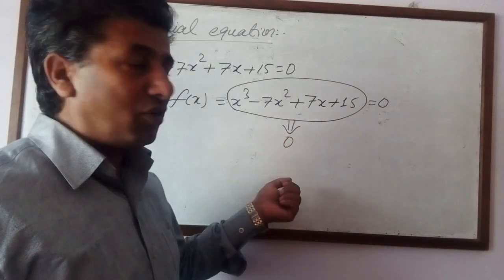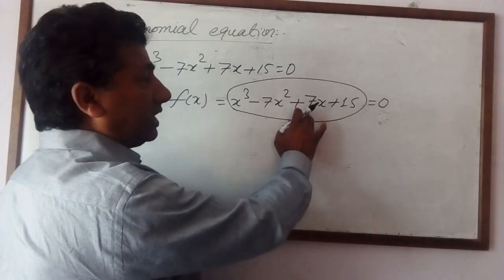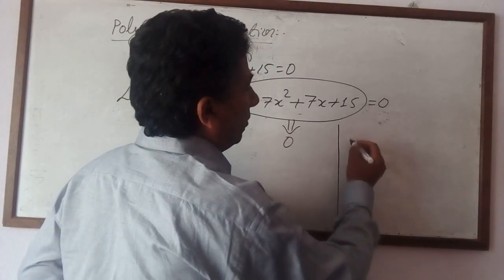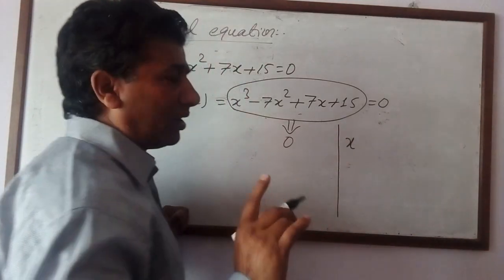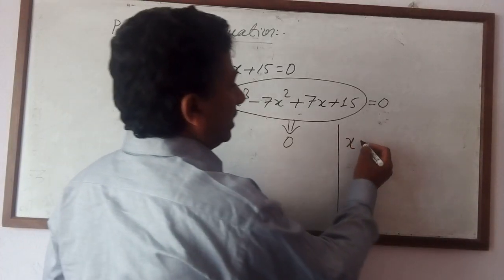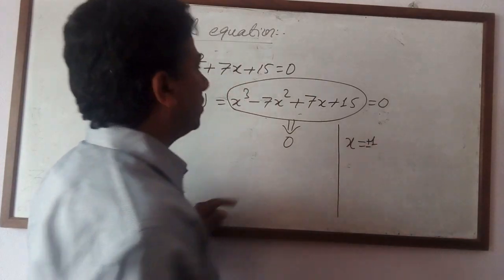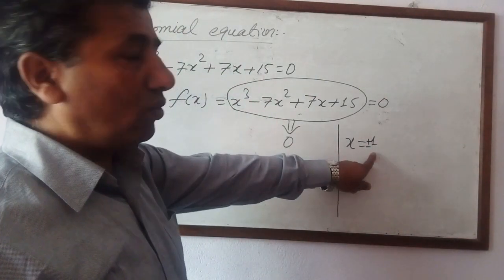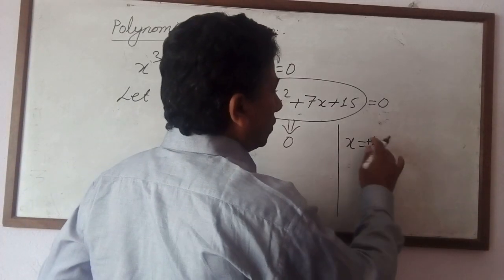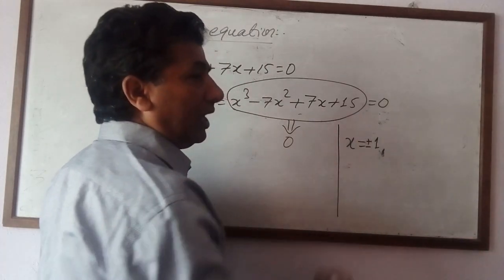And what is the meaning of zero polynomial? I'll explain here. To make this polynomial 0, it is simple. You can take 6 values, do not take more than that. Out of these 6 you will find one factor. Take x equals plus 1. If plus 1 doesn't make it 0, then take another value, x equals minus 1.